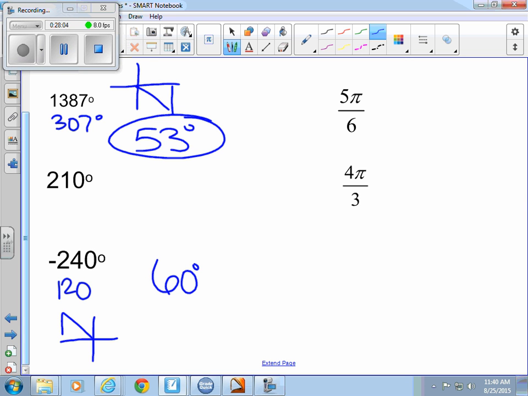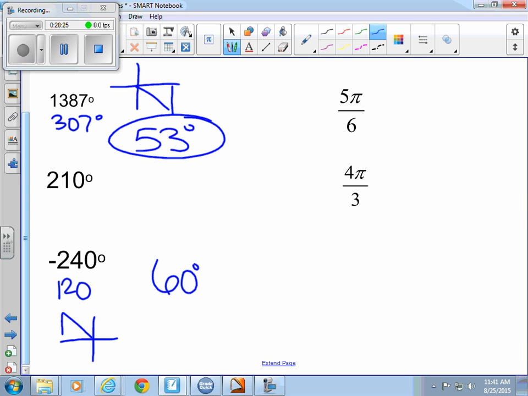Let's talk about radians. At first, you're really going to want to change it to degrees. Your brain's used to degrees. But I want you to practice leaving it as a radian. Your brain will get better at thinking radians. But the first thing I need to think about is, is it between 0 and 2 pi? Is 5 pi over 6 between 0 and 2 pi? Yes. What quadrant is it in?